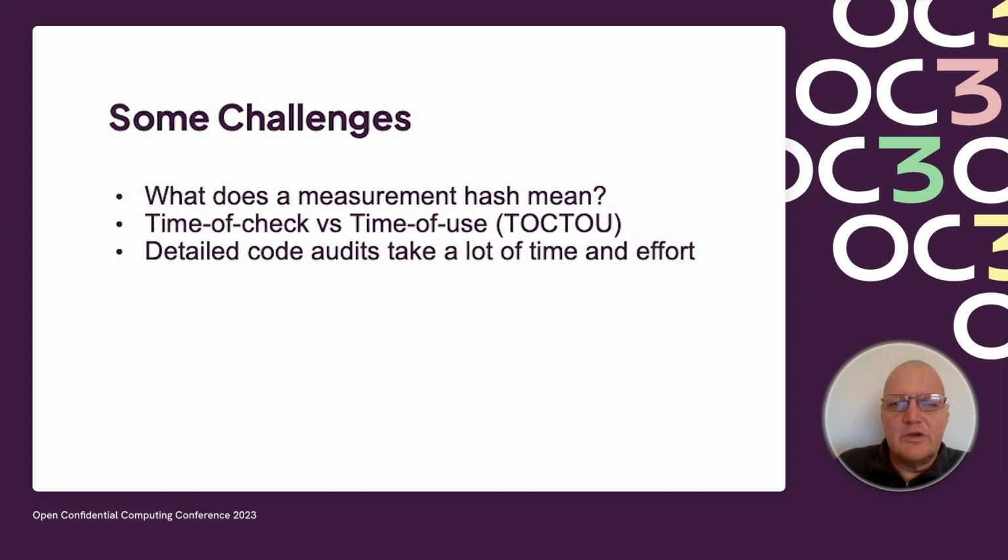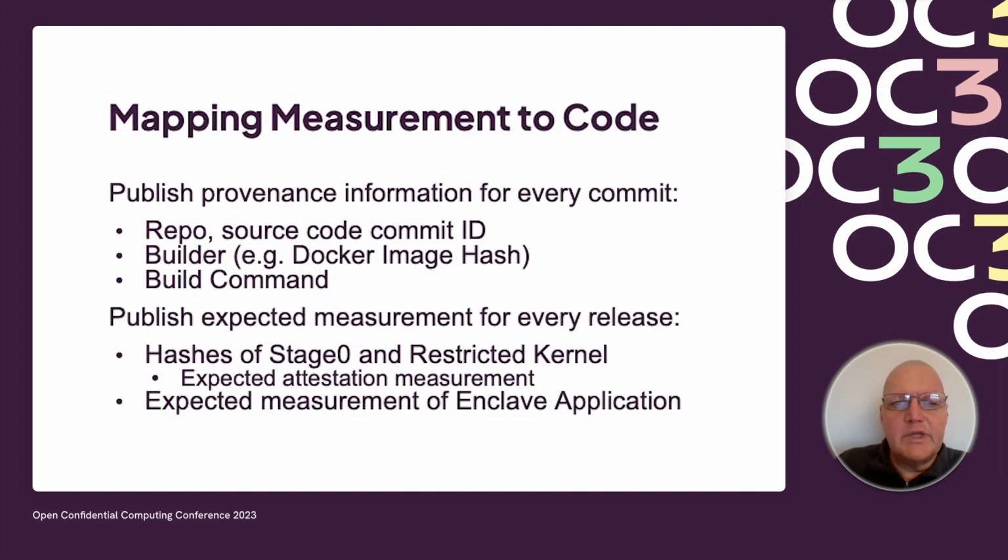Lastly, detailed code reviews and audits are time-consuming, complex, and expensive. If we want to eventually build an active and diverse ecosystem of reviewers, we have to help them to make this as easy as possible. To enable the translation of measurement hash to expected source code versions, we publish some breadcrumbs during the development and release processes. These breadcrumbs can then be used later to do a reverse lookup to trace the path back to the source code that resulted in them.